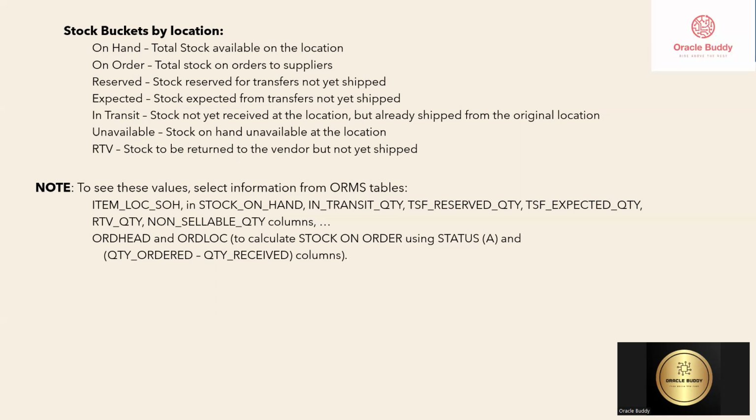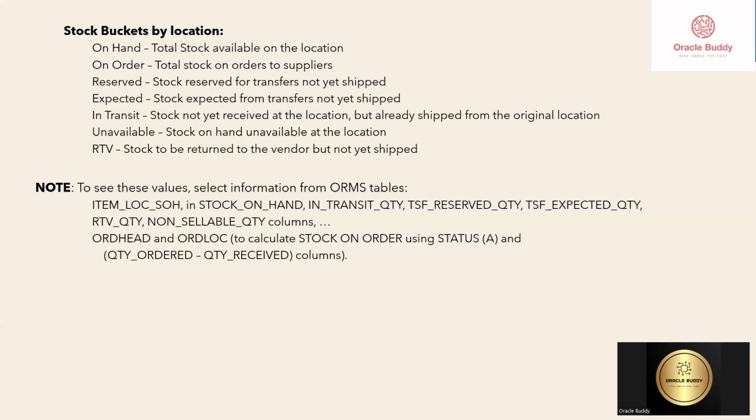Unavailable can be due to many reasons. Stock can be put in the unavailable bucket if, suppose, some defect is there, or it is not in the correct packaging or correct price. RTV, return to vendor: stock to be returned to the vendor but not yet shipped.